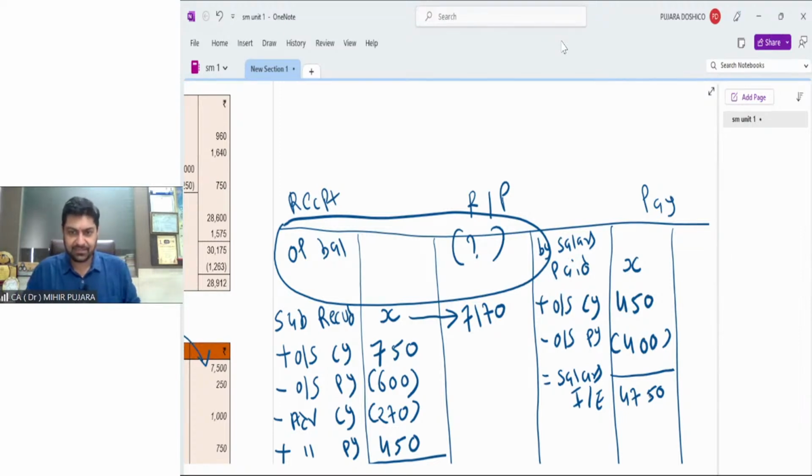So tell me guys, once again, what will be the outer column? The same as what we did in subscription. What will be the salary outer column amount?